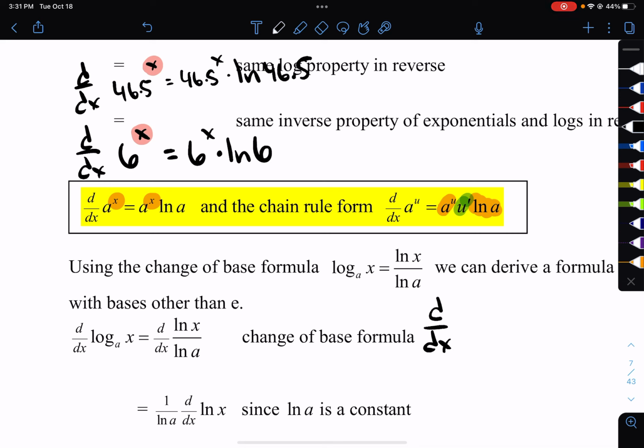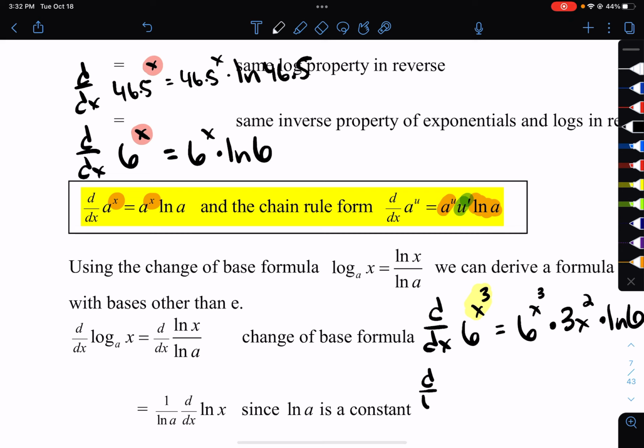The derivative of 6 raised to the x cubed, which is weird to have an exponent in an exponent, right? Well, my formula tells me that it's the same thing, 6 raised to the x cubed, multiplied by the derivative of the inside, the derivative of this, which is 3x squared, multiplied by the natural log of whatever a is, which in this case was 6.